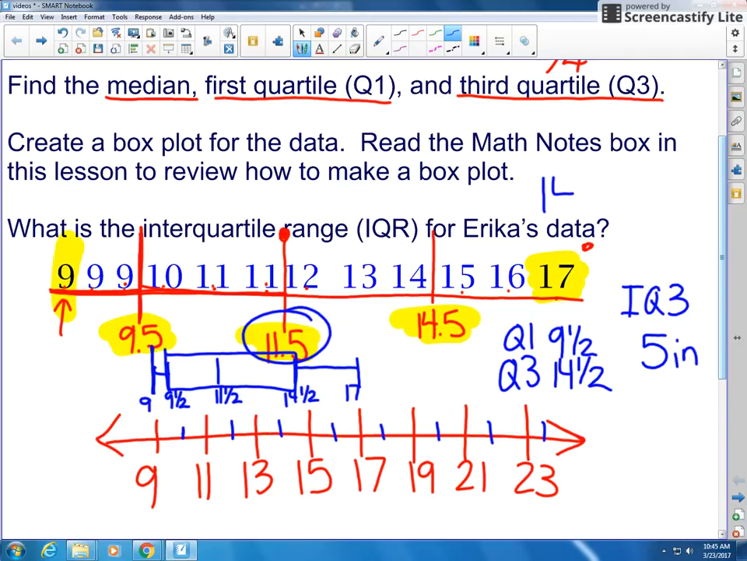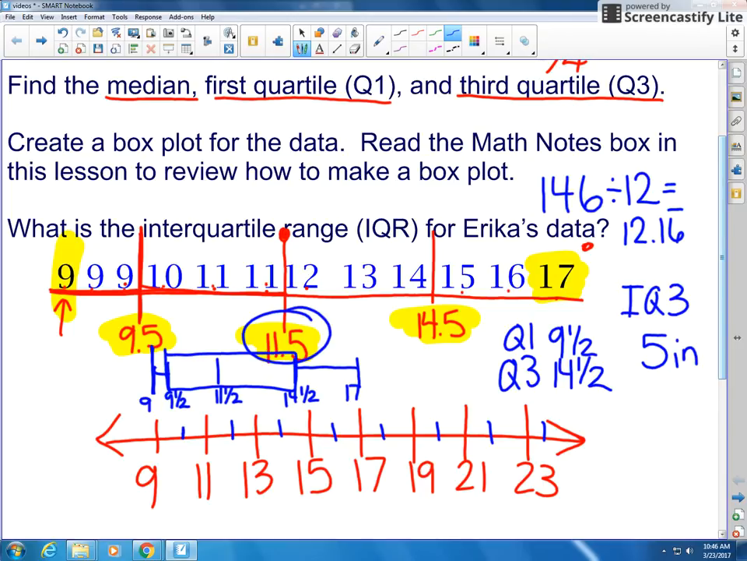So the sum of all those numbers is 146. Now remember, I'm going to divide by the total numbers I have, and I had 12 numbers. So 146 divided by 12 is 12.16 repeating, and that would be my mean.